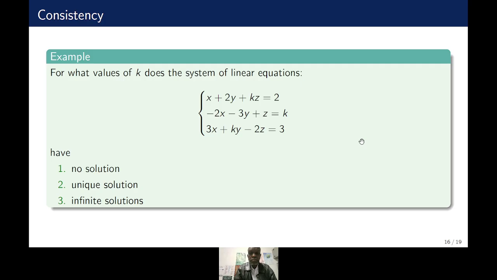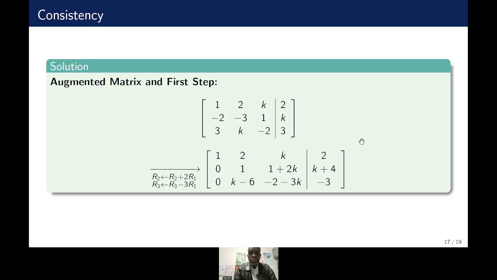You get your equation, express it as an augmented matrix, express it in the matrix form, then perform some row operations. So that is what we do here. Our augmented matrix is this. Then you perform row operations.